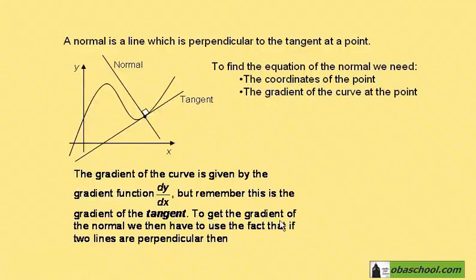To get the gradient of the normal, we then have to use the fact that if two lines are perpendicular, their gradients multiply together to give -1. So the gradient m2 would be equal to -1 divided by the gradient m1. Let's look at this in practice.